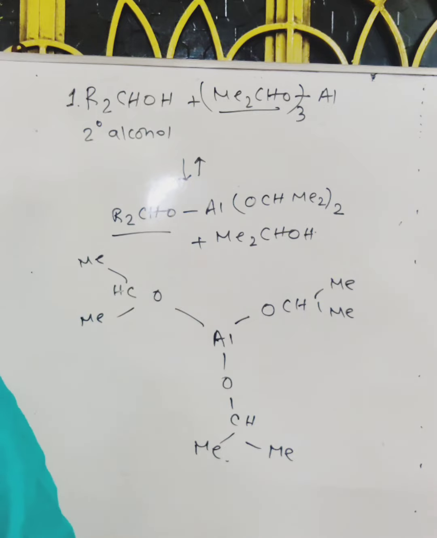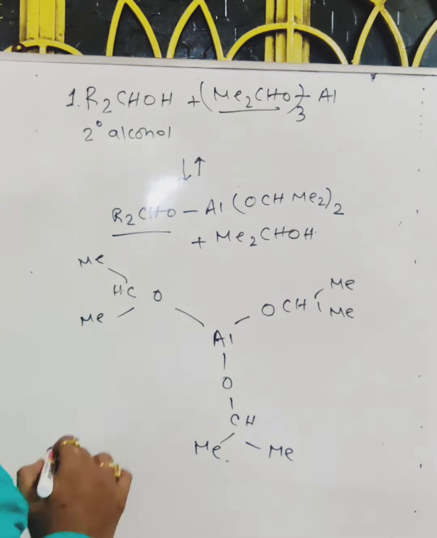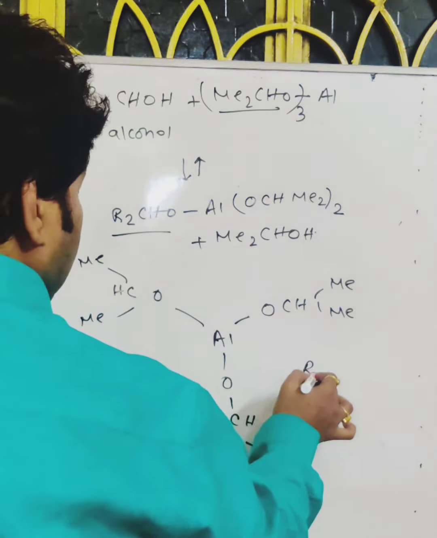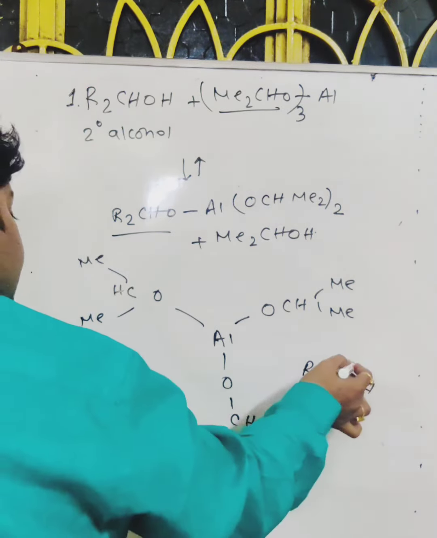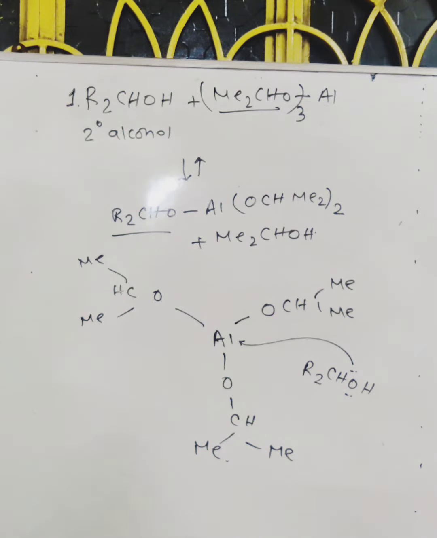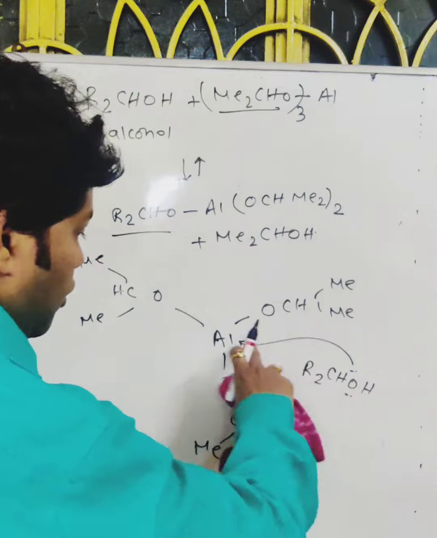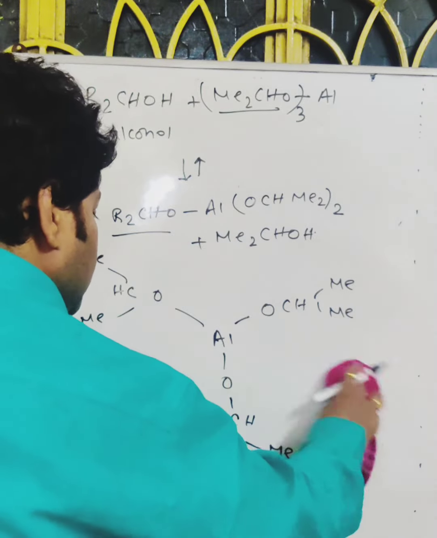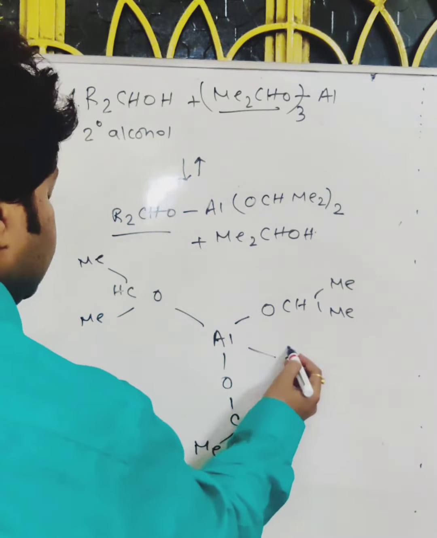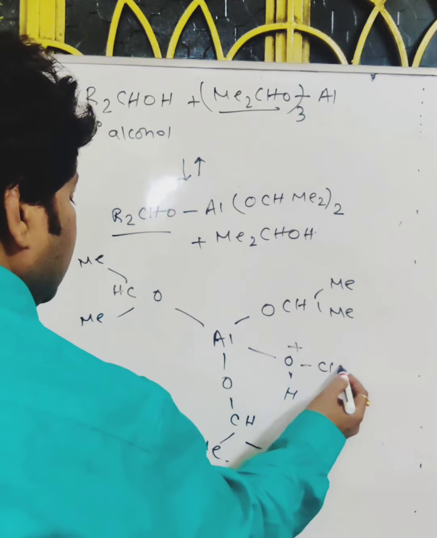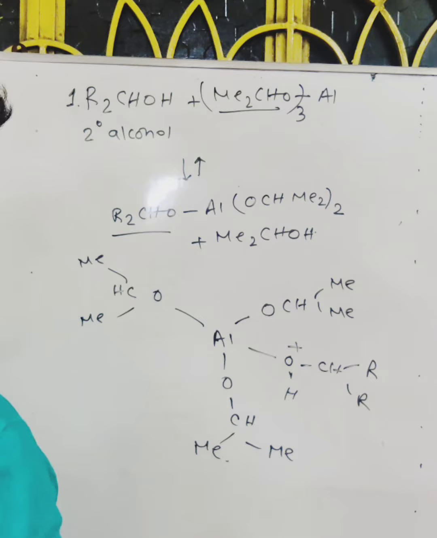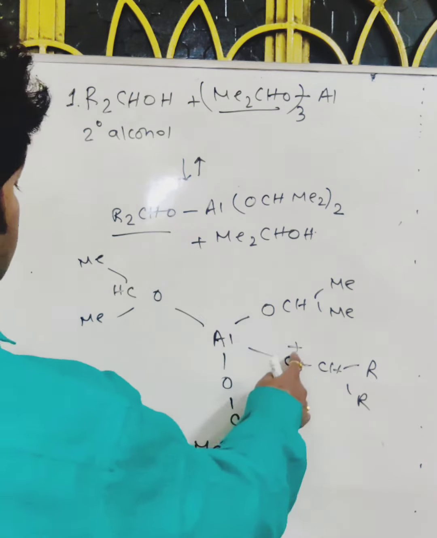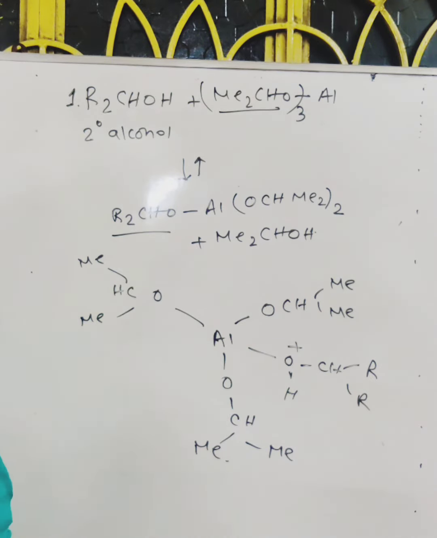Clear? If you allow this R2CHOH to react with this, basically this lone pair will attack here. Can I say on the spot that if this lone pair is attacking here, this oxygen is giving a plus CHR2, right? This is clear. So this oxygen is generating a positive charge.